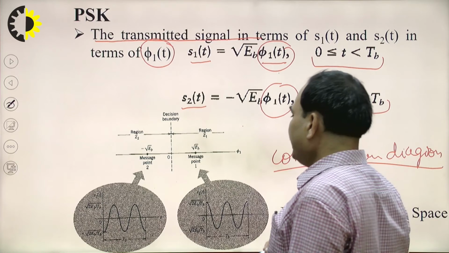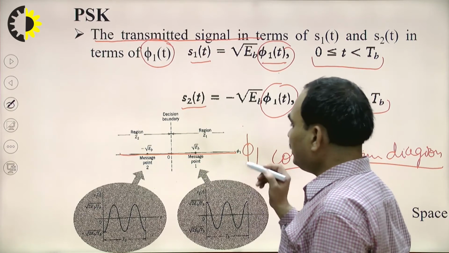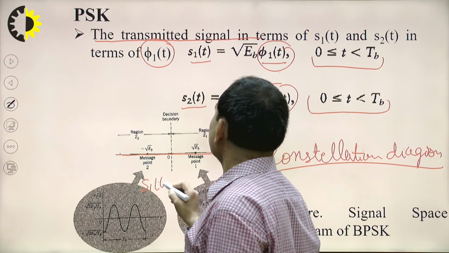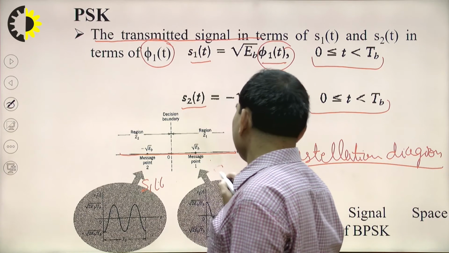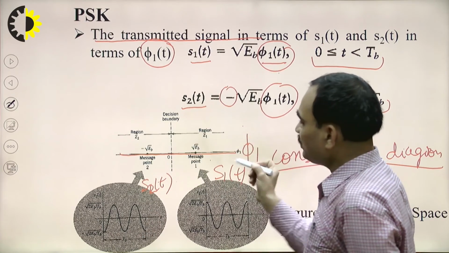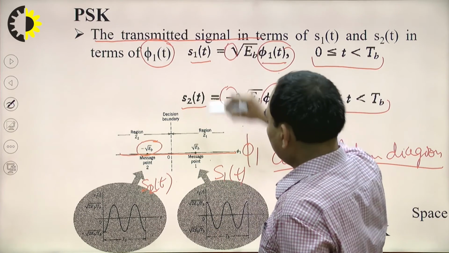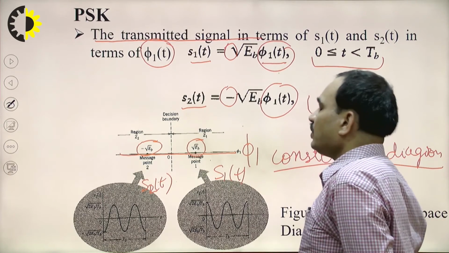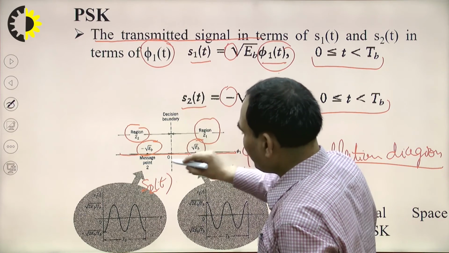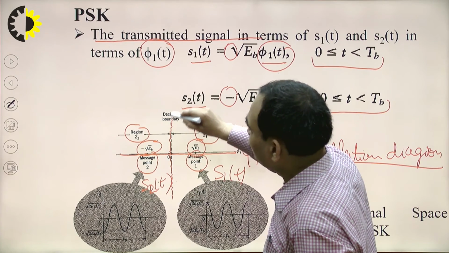So if we represent phi 1(t) on this axis, here we represent s1(t), which is the first message point, and this one is s2(t). Since s2(t) has the negative sign, it is on the left, represented by minus root Eb, and s1(t) is positive, so here we have plus root Eb. This is region Z1 and here we have region Z2. So we draw a decision boundary between these two message points. This is message point 1, this is message point 2, and the decision boundary passes through the origin, or the center.